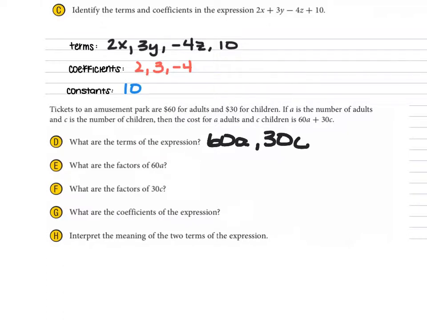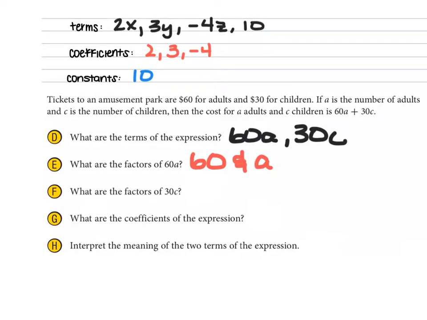What are the factors of 60A? Well, the factors of 60A are what make up that number. So it's just the 60 and the A. What are the factors of 30C? Well, that's the 30 and the C.